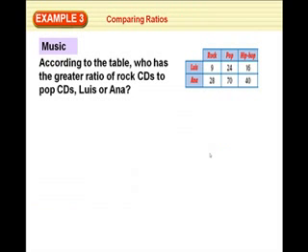Example 3. According to the table, who has the greater ratio of rock CDs to pop CDs, Luis or Anna? Okay, the ratio is rock to pop. So we're going to go rock is written first over pop on the bottom. I'm just going to do that so I remember which is which. Okay, so Luis. Rock, he has 9 to pop 24.